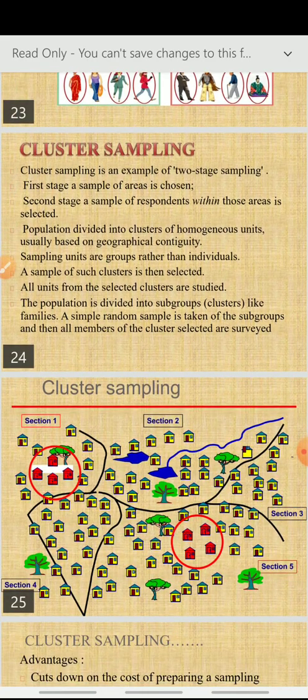Cluster sampling. The fourth one, that is the last of the probability sampling techniques. Cluster sampling is in two stages, an example of two-stage sampling.